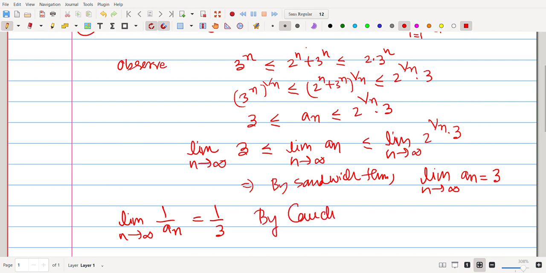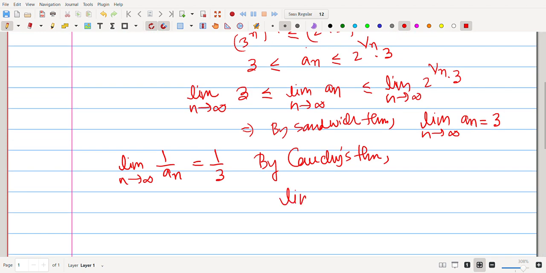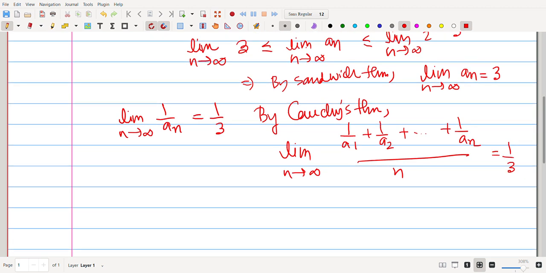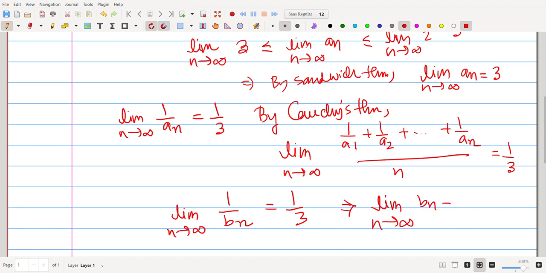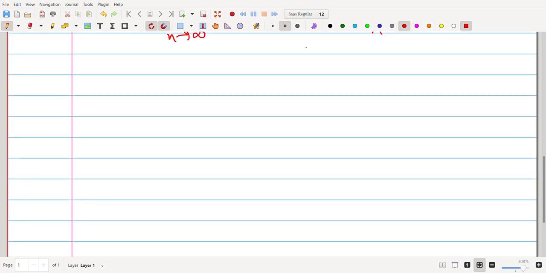Then the limit as n tends to infinity of 1 by a_n is 1 by 3. Then by Cauchy's theorem, the limit as n goes to infinity of (1 by a_1 plus 1 by a_2 plus up to 1 by a_n) by n is 1 by 3, right? That means the limit as n tends to infinity of 1 by b_n is actually 1 by 3. That will imply the limit as n goes to infinity of b_n is 3, right? So the first question is done. Come to the second one.